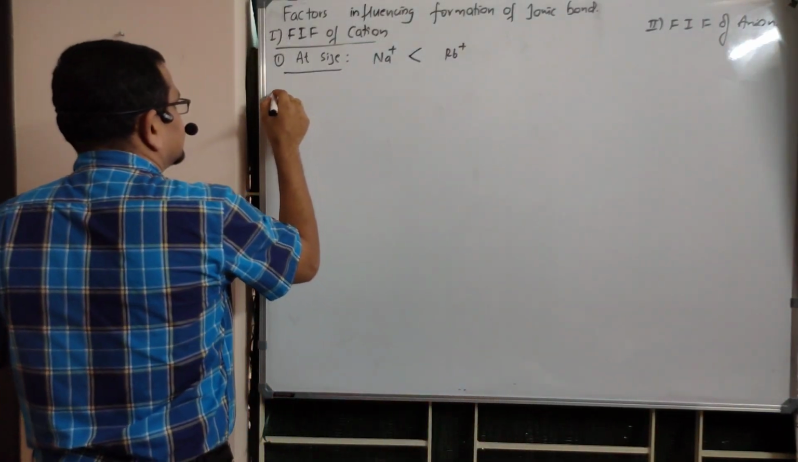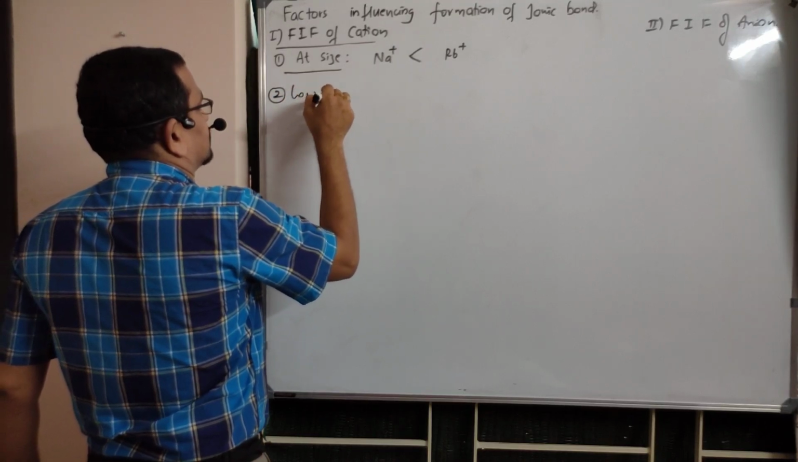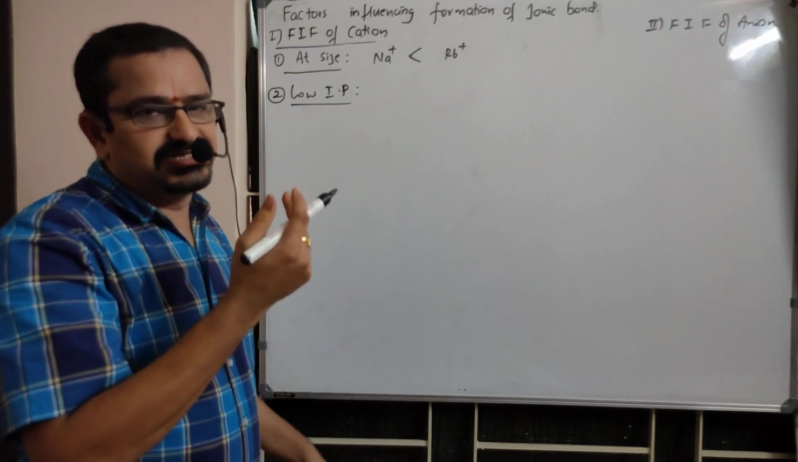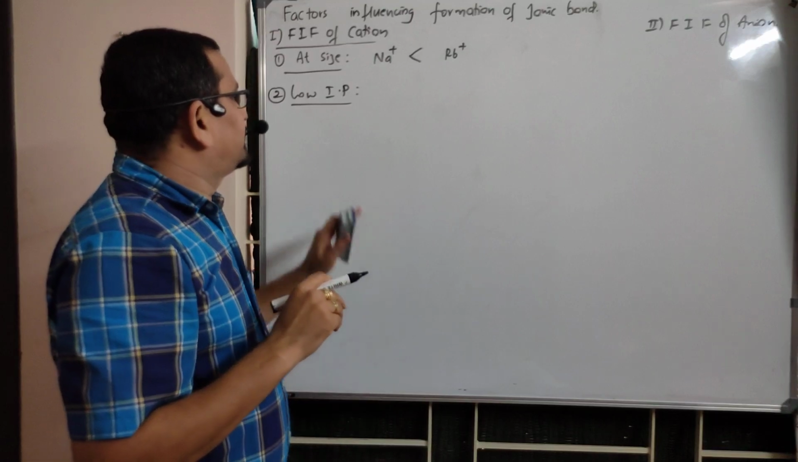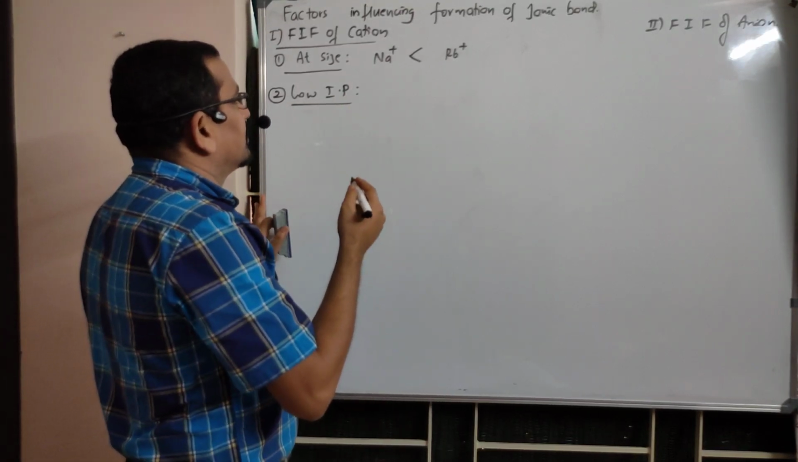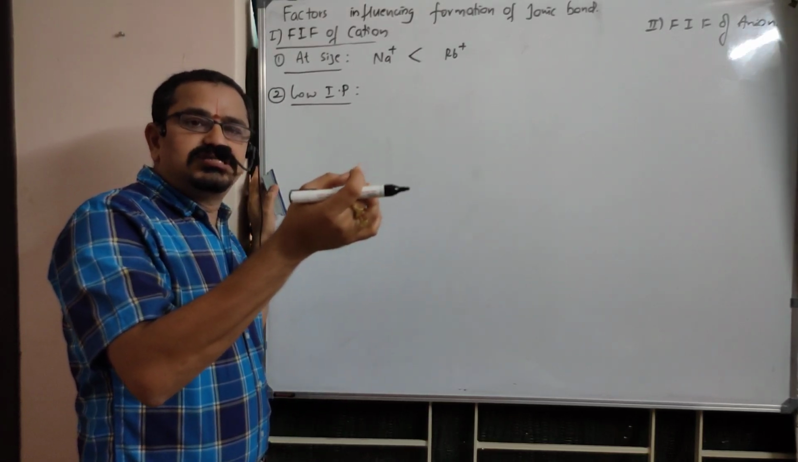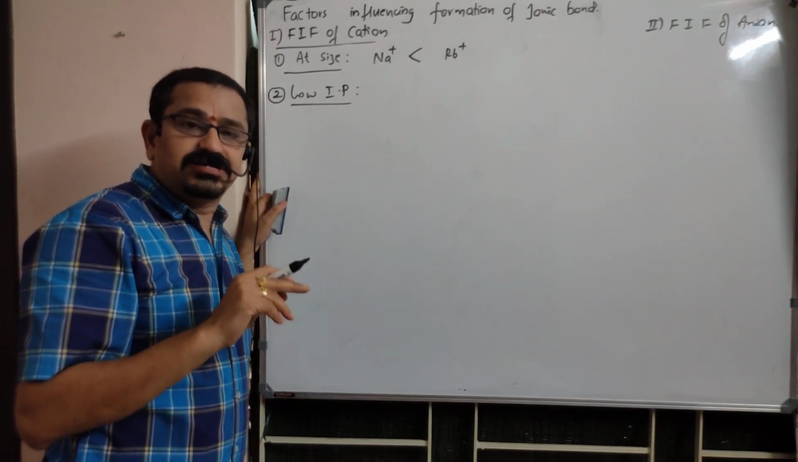Next factor is low ionization potential or ionization energy, whatever it is. For the time being, we can treat ionization energy and ionization potential as the same. There is a slight difference conceptually, but for now we can use that. Low ionization potential means, what's meant by ionization potential? Energy required to remove a loosely held electron from the outermost orbit of an isolated gaseous atom, right?